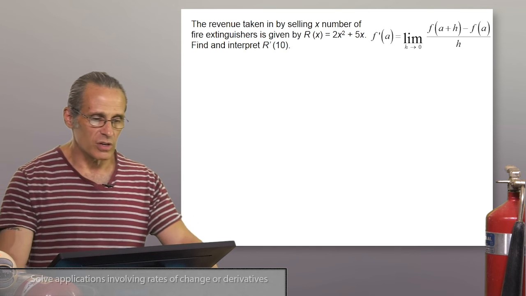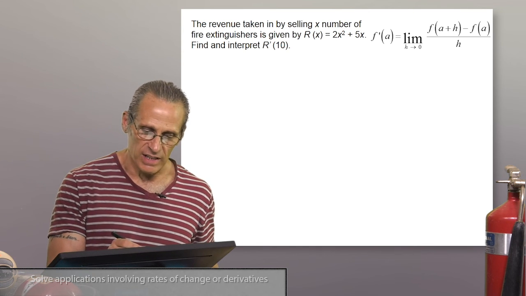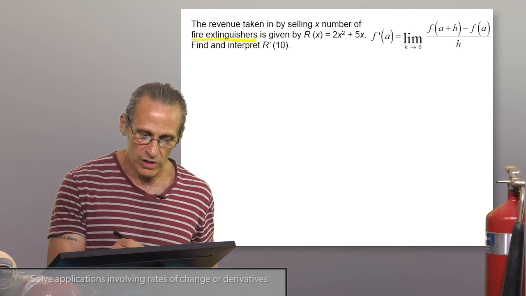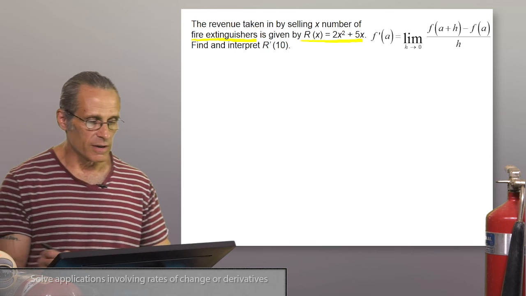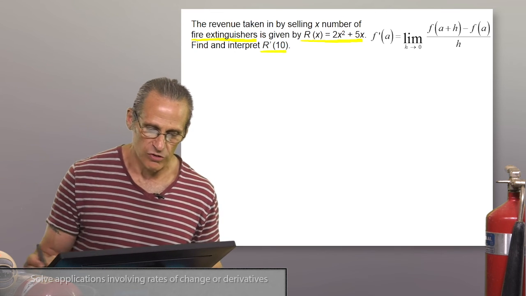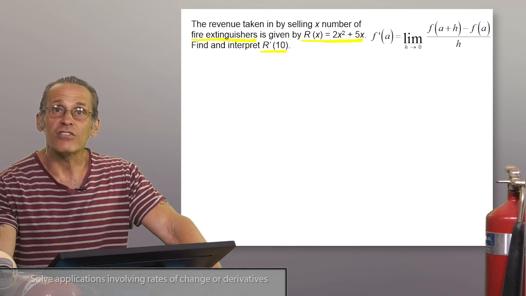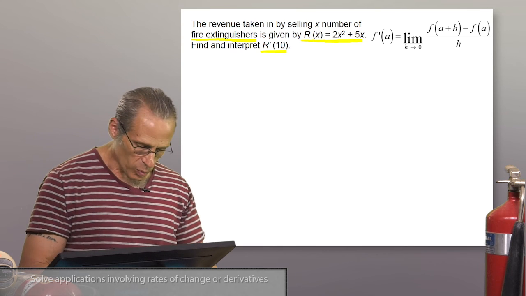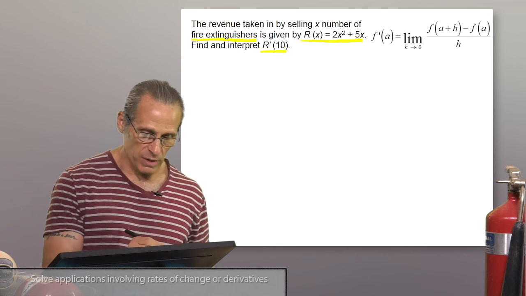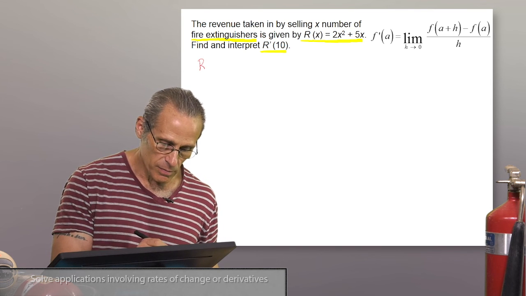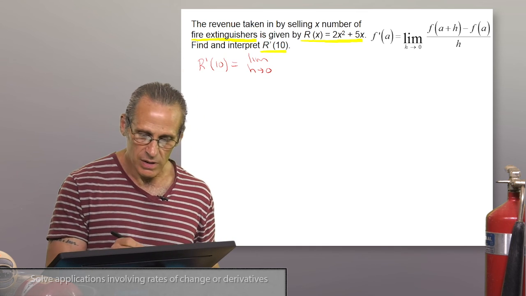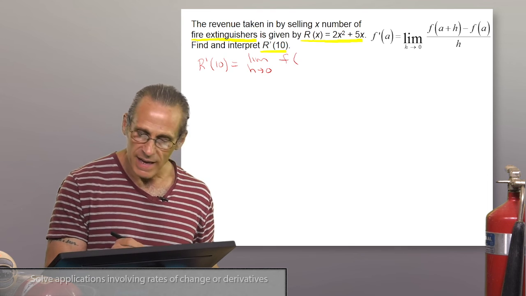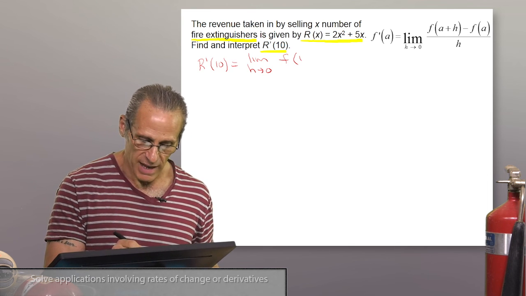So our question is, we know the revenue taken in by selling x number of fire extinguishers is given by r of x is equal to 2x squared plus 5x. Find and interpret the derivative, which is the marginal revenue, at x equals 10. So we know how to take the derivative. We've done this before. My derivative at 10 is the limit as h approaches 0 of f of a plus h. Here a is 10, f of 10 plus h.